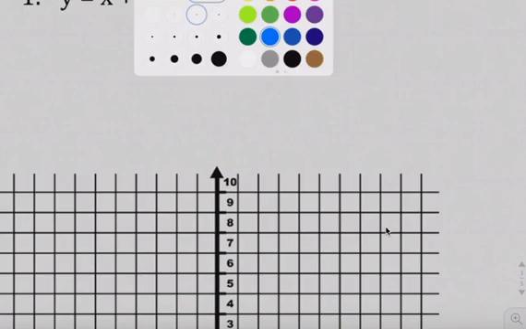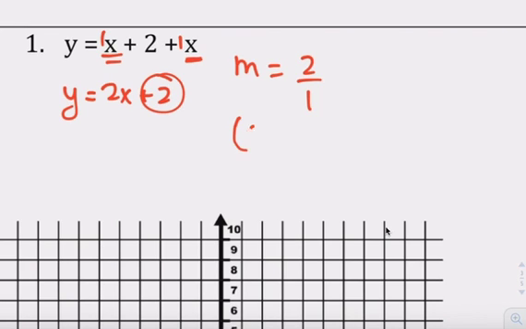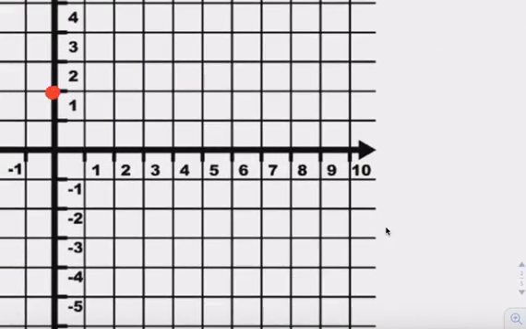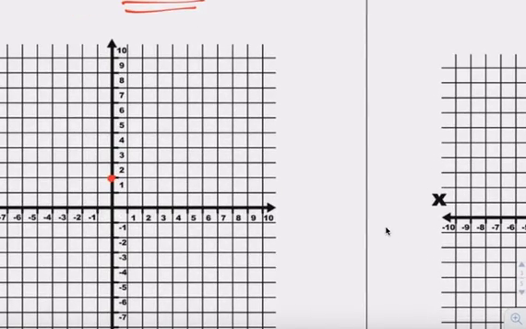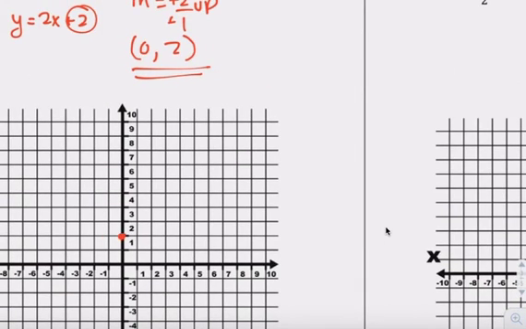Back here, you need to combine these two first. X with the x. You get 2x plus 2 equals y. Your rate of change is 2 over 1. And your y-intercept is at 0, 2. So it means you go up 2, right 1. Okay, that's where you start. 0, 2, that's the y-intercept. Go up 2 over 1. It says up 2, right 1.